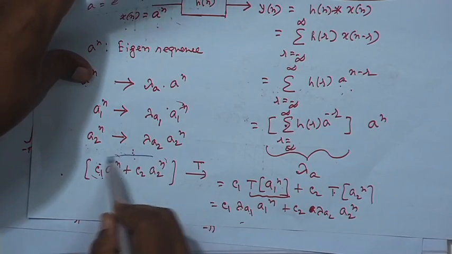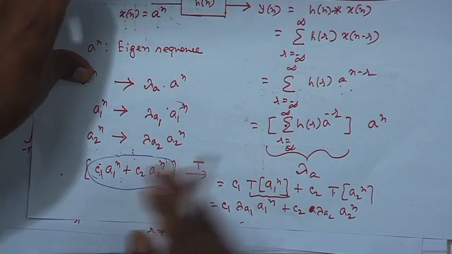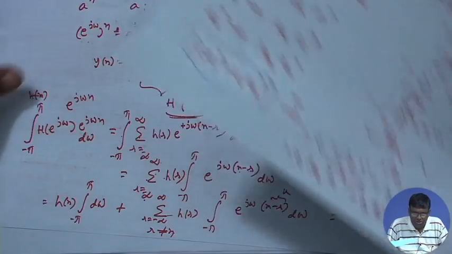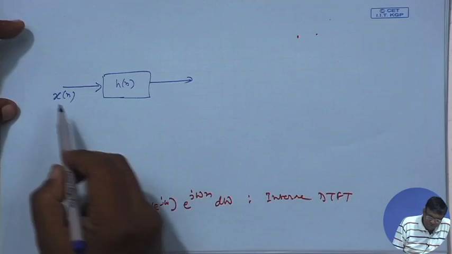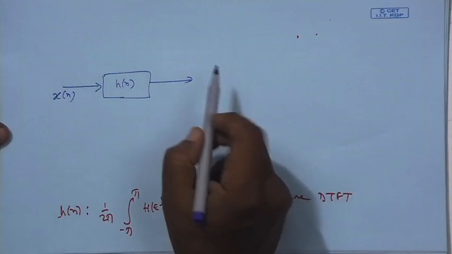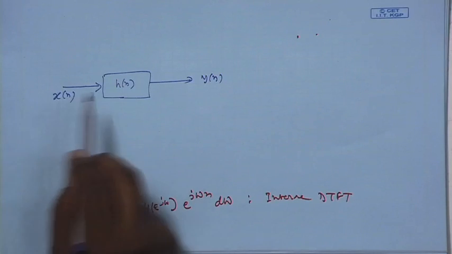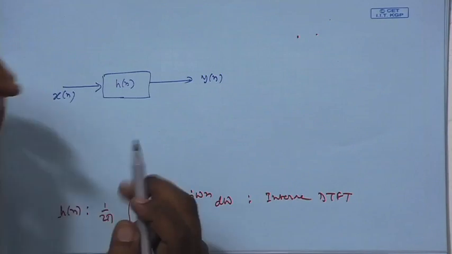But if I do not have an xn that is a linear combination of eigen sequences, if it is arbitrary xn, then can I still use this fact? This will give me the answer. Now suppose I have got an arbitrary xn, and I have to find out yn. One way is to carry out convolution. Suppose I do not want to carry out convolution.